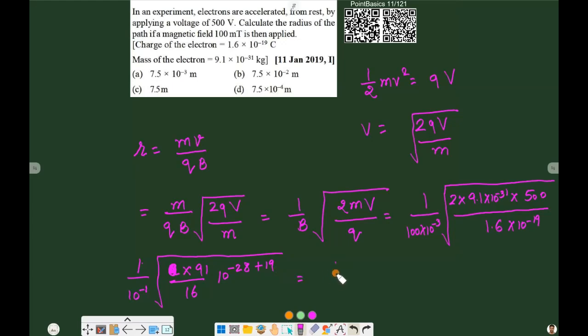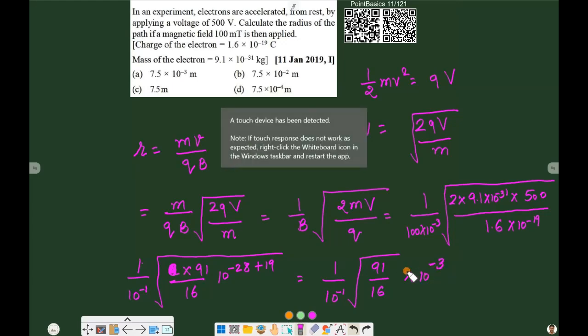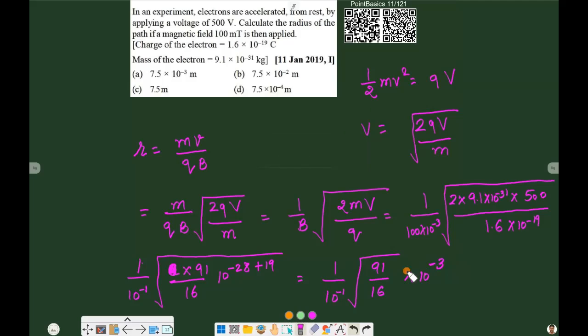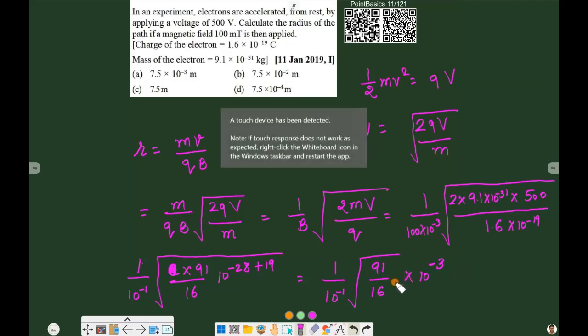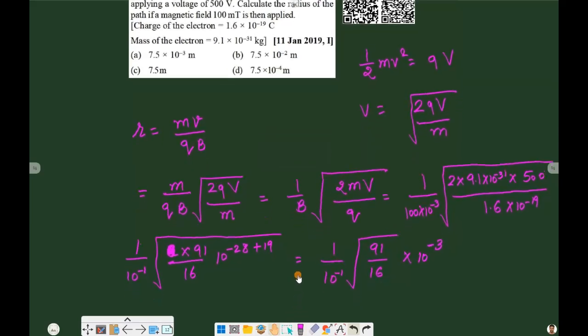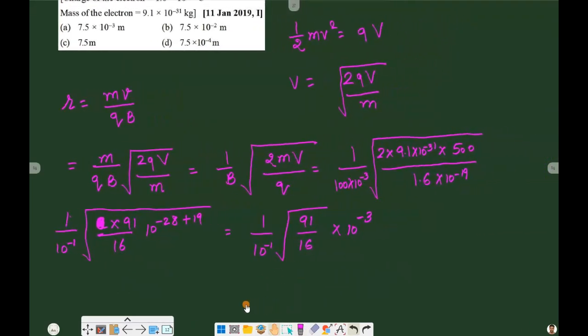So it will be minus 1, 1991 by 16 into 10 raised to power minus 9's root is 10 raised to power minus 3. So we can solve it further. It will be 10 into 10 raised to power minus 2, 91 by 16. Now let's see which of the option fits perfectly.